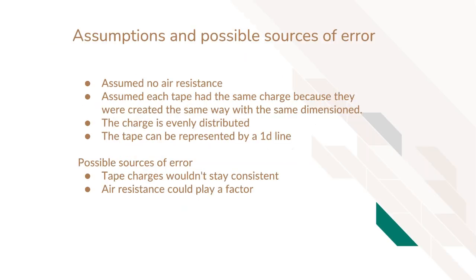Before I explain my code in further detail, I want to clearly state what assumptions I'm making and possible sources of error. So we assumed no air resistance would play a factor in this experiment. We assumed each tape had the exact same charge because in our first experiment, we created the tape the exact same way. And we also assumed that the charge of the tape is equally distributed along the line or length of the tape, and that in this experiment, we're representing the tape as a one-dimensional line.